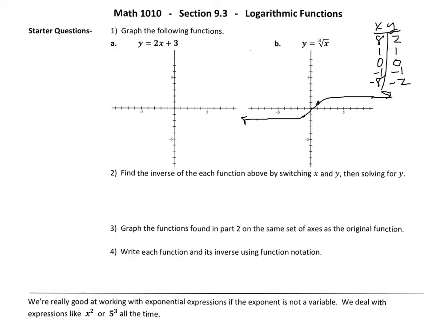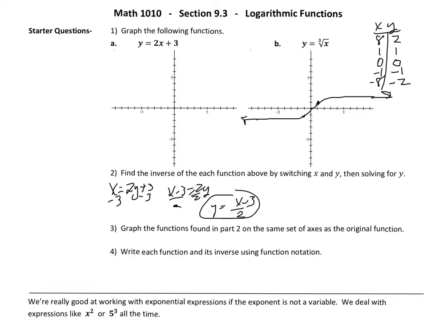You do what with x and y? Switch them and solve for y again. Okay, so on part A, if I wanted to switch that, I would have x equals 2y plus 3, and then I would solve for y. So I would minus 3. So I get x minus 3 equals 2y, and we divide by 2. So we get y equals x minus 3 over 2. That's the inverse of the first one.